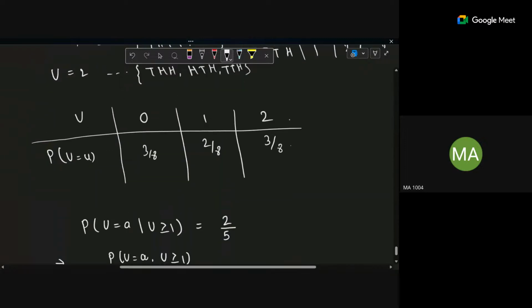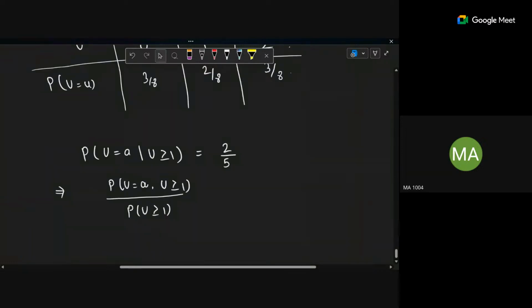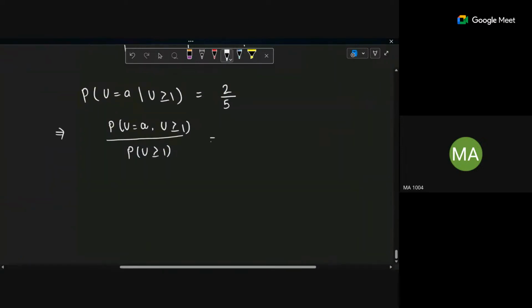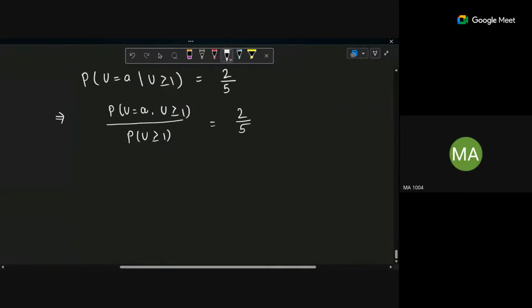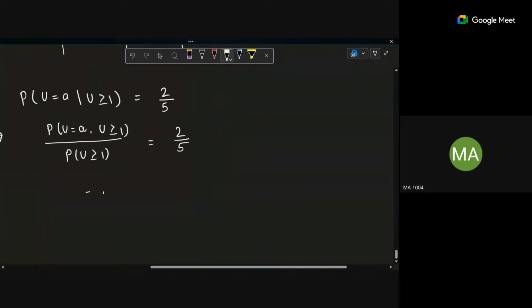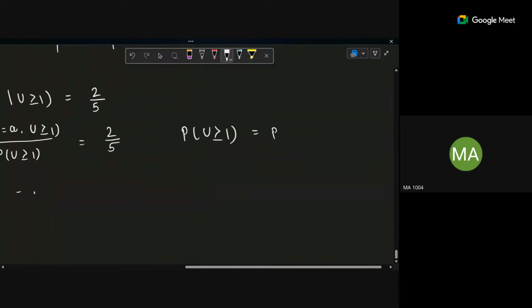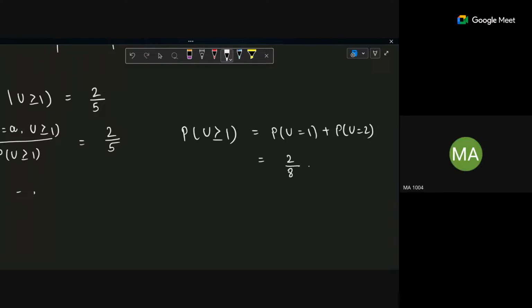So greater or equal to 1 means 1 and 2, right? So that's 2 by 8 plus 3 by 8, isn't it? Yes, ma'am. The probability that U is greater or equal to 1 is nothing but the probability that U is equal to 1 plus U is equal to 2. So you just add 2 by 8 plus 3 by 8, which is 5 by 8.